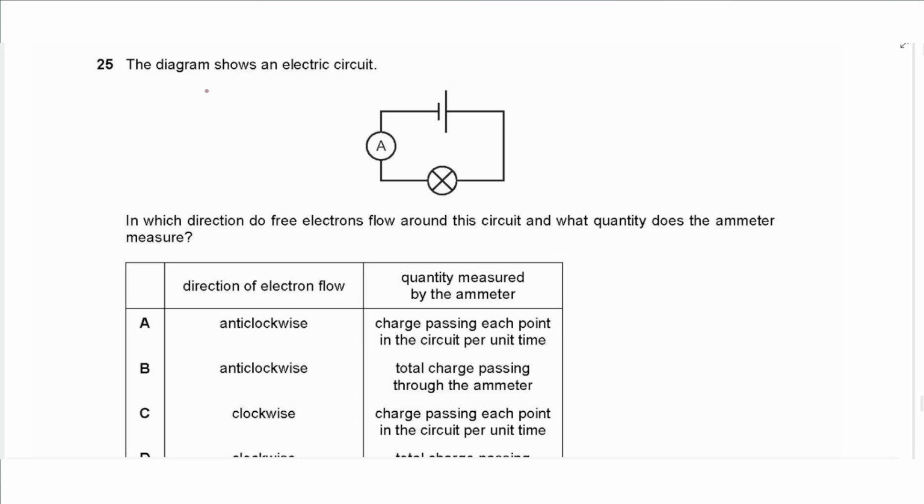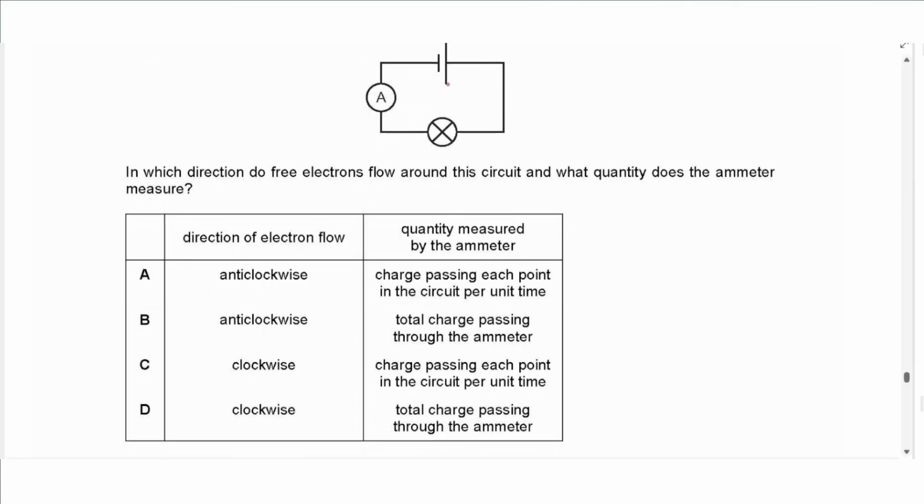Question 25 says the diagram shows an electric circuit. In which direction do free electrons flow around the circuit and what quantity does the ammeter measure? In this case, the current is moving out of the positive terminal clockwise and the electrons always flow in the opposite direction, so the electrons are flowing anti-clockwise. So it's A or B. And the quantity measured by the ammeter is the current.